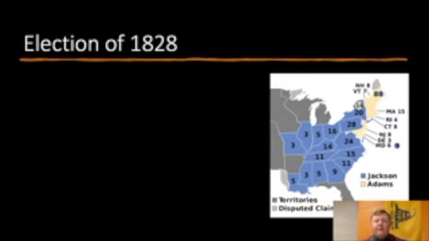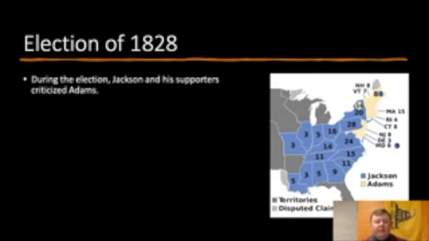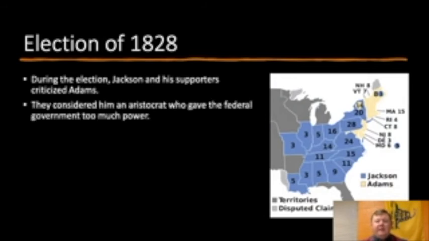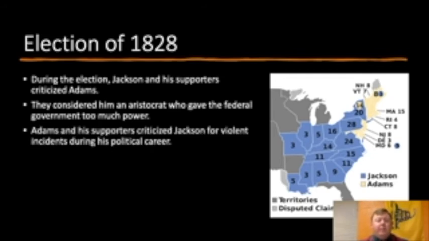All right, so we get into the election of 1828. During the election, Jackson and his supporters criticized Adams. They considered him an aristocrat who gave the federal government too much power. An aristocrat is basically just a person who is born into wealth and power. They really don't have to work for anything. They're kind of just given everything. And to Jackson and his supporters, that's not who should be running the country.